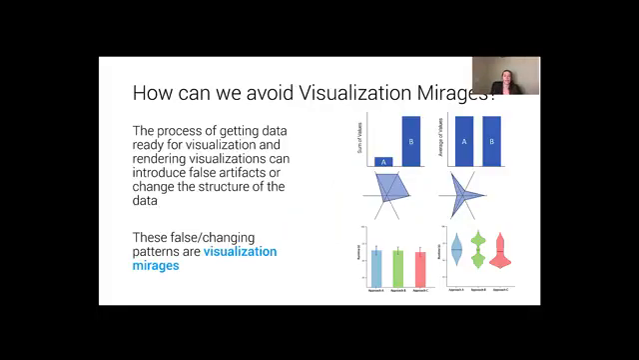On a similar line, we can also think about whether or not visualization mirages might arise in our data. Visualization mirages are false patterns that arise as a function of the way we preprocess or wrangle our data, or as the way we render our visualizations. And this preprocessing or rendering can introduce false artifacts or even change the structure of the data. We have some examples of this here.